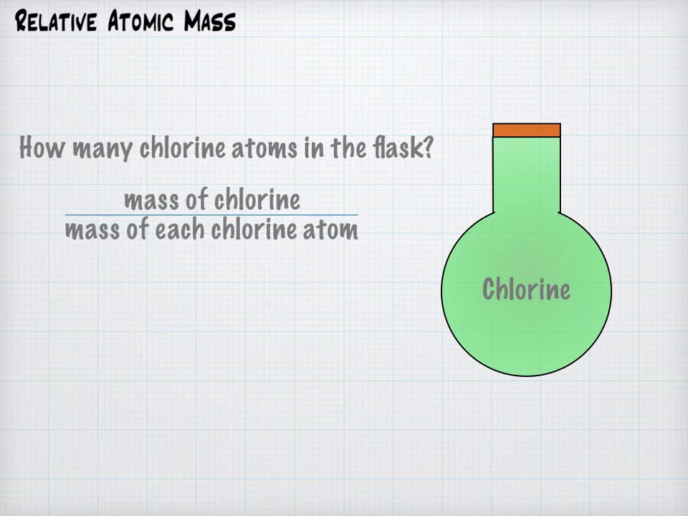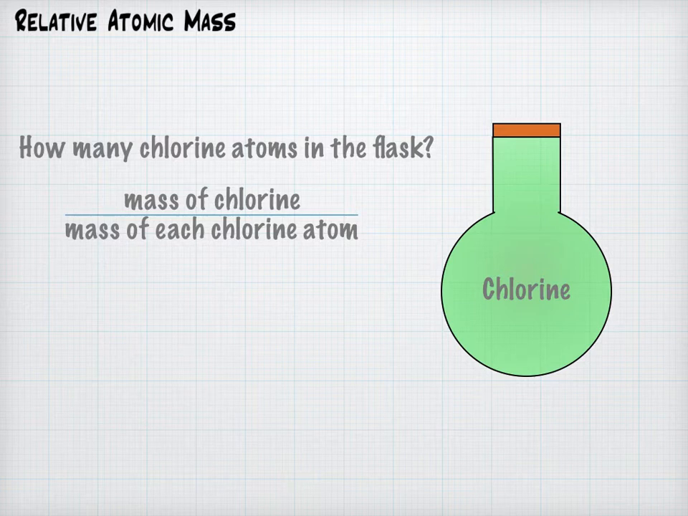You take the mass of chlorine you've got in the flask and you divide by the mass of a chlorine atom. Okay? If that sounds odd, just think about it this way. Imagine you have a box of chocolates that weighs 100 grams, and you know that each chocolate inside weighs 5 grams. Then the number of chocolates will be 100 divided by 5, which gives you 20.